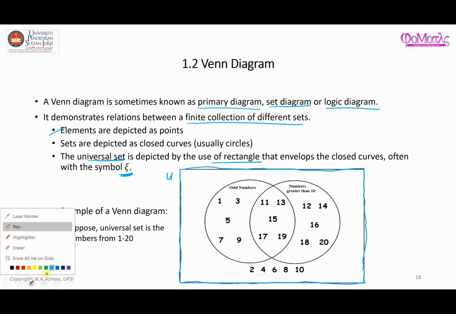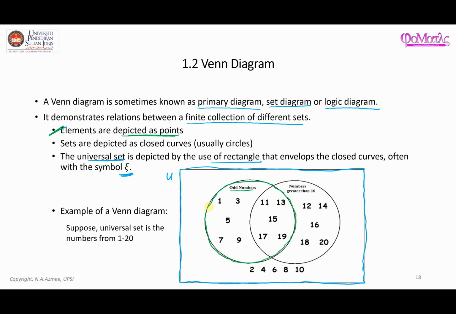Now, elements of the sets given are depicted as points. For example, this is the first set, odd numbers. So the set here is given by a circle. So this is odd numbers. And all the elements in this set should be depicted by points. And so maybe I just add, this is element 1, 2, and so on. So this is the way to represent the sets, the elements in that set. Yeah. So this is the set of odd numbers.